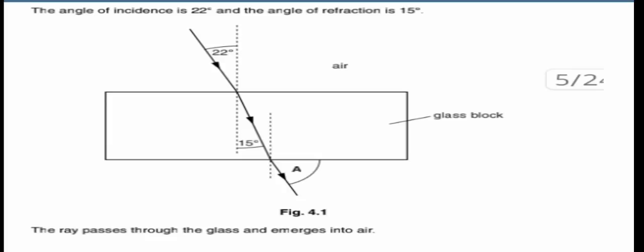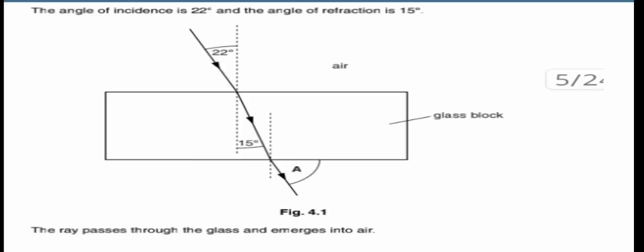Then as for the next question, which is coming from light or electromagnetic propagation, it is saying the angle of incidence is 22 degrees and the angle of refraction is 15 degrees. So we also have angle A here.